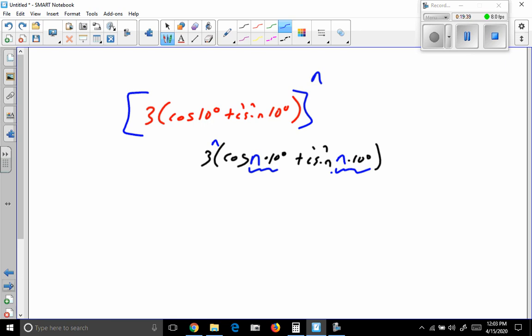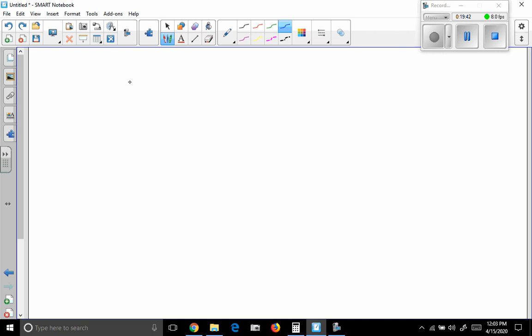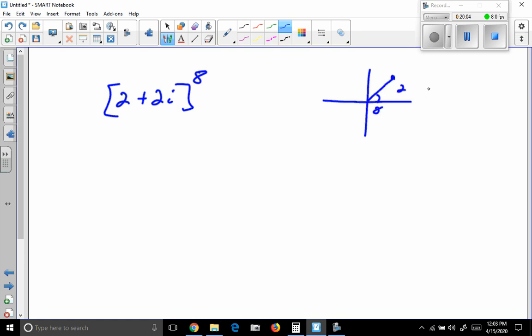So if they give us one and say, okay, let's just make one up. Let's do 2 plus 2i, and let's raise it to the 8th power. So if we're over 2, up 2, that's 45 degrees. You could do tangent theta equals 2 over 2, b over a. But when you do that, you're going to get your angle as 45 degrees.